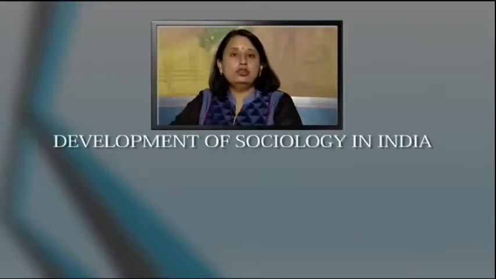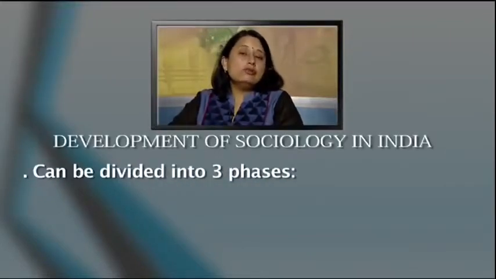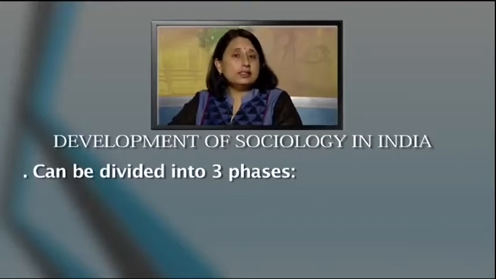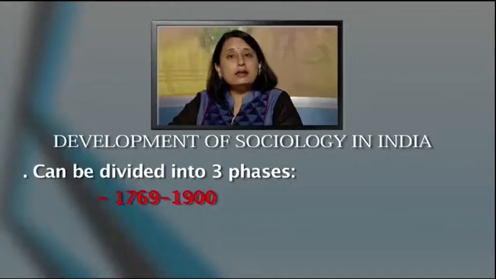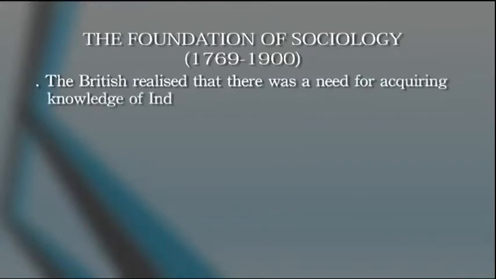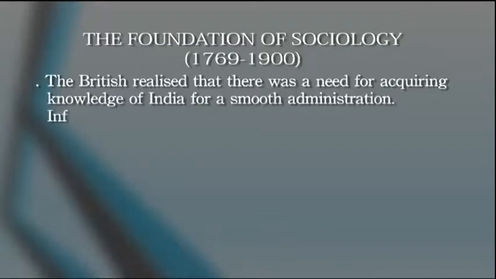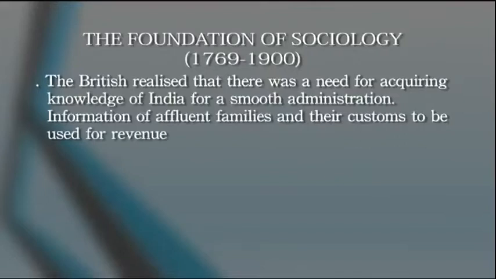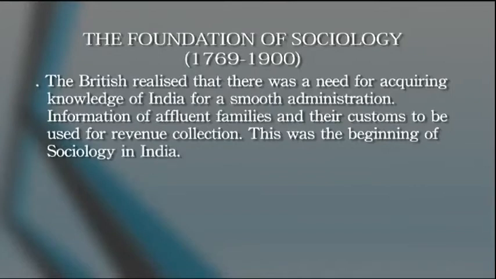And the development of sociology in India can actually be divided into three phases. The first phase is 1769 to 1900, the second 1901 to 1950, and then after 1947, that is post independence, right. Now, let us begin with the foundation of sociology in India, 1769 to 1900. The Britishers realized that there was a need to acquire knowledge of India for a smooth administration, right. They felt that it was their task to better understand the society they were trying to govern, and a better understanding of society would lead to better governance, and this was the beginning of sociology in India.